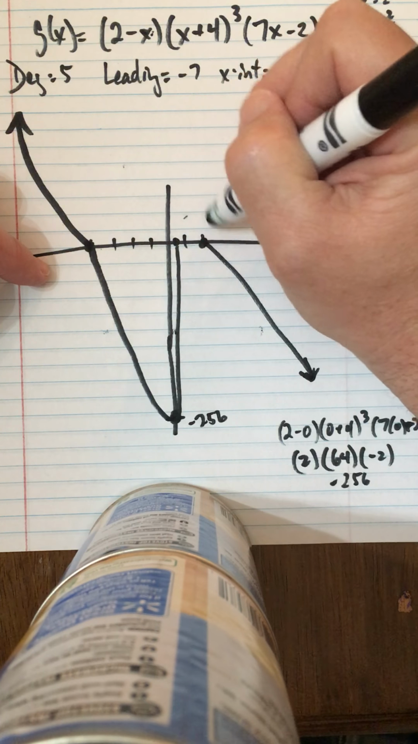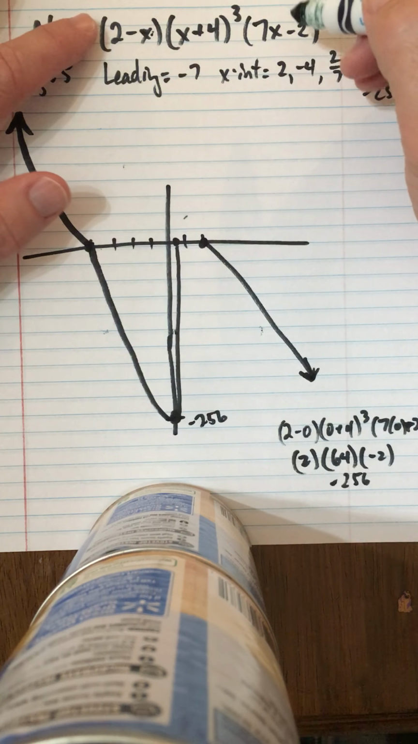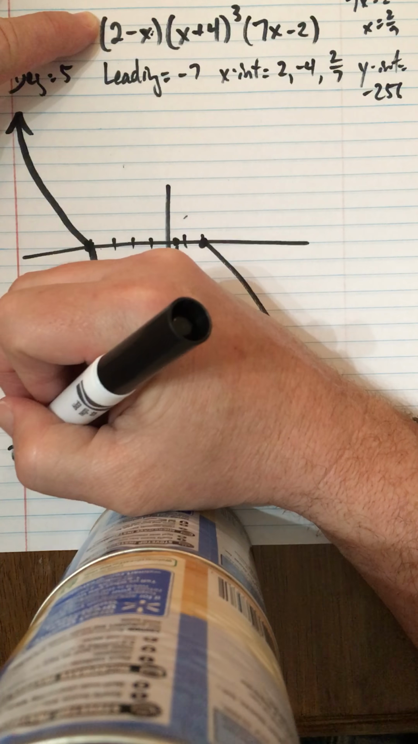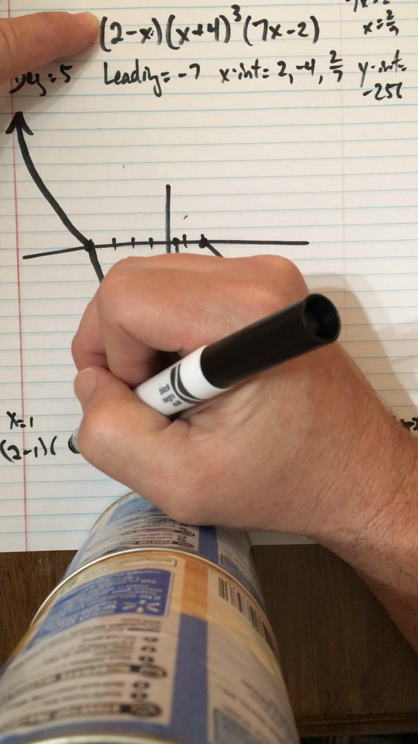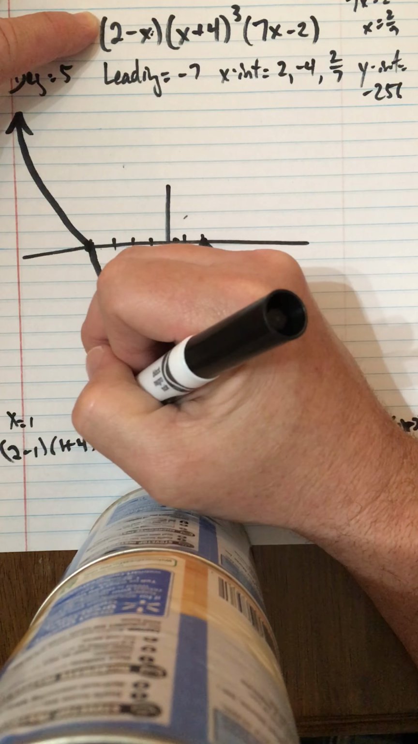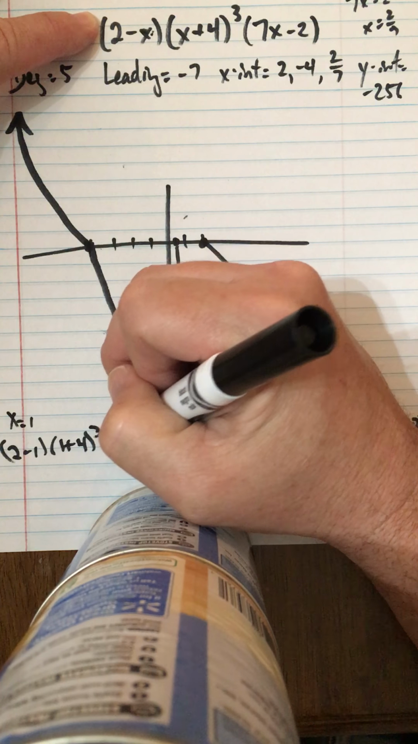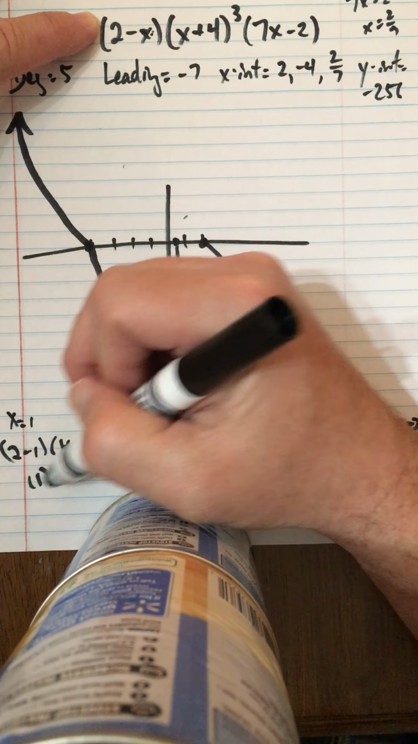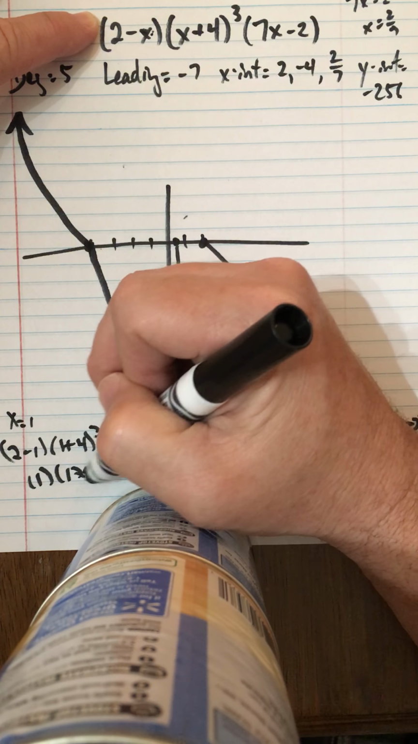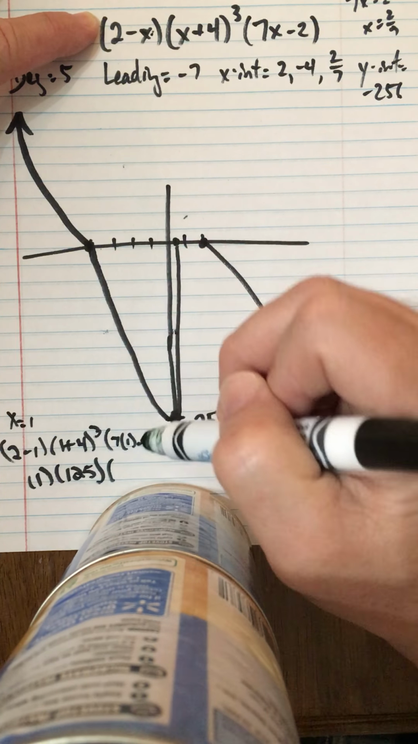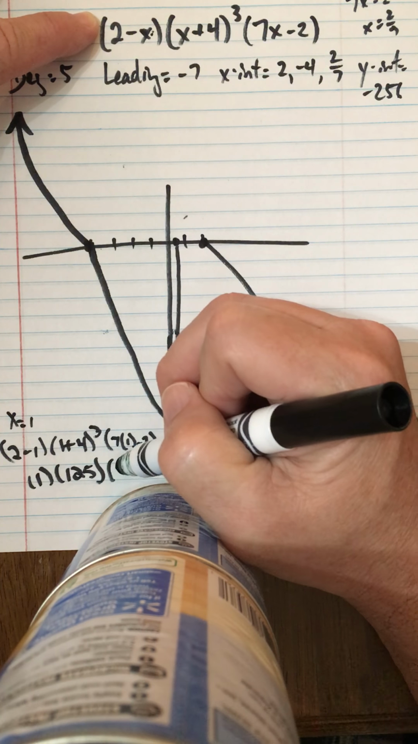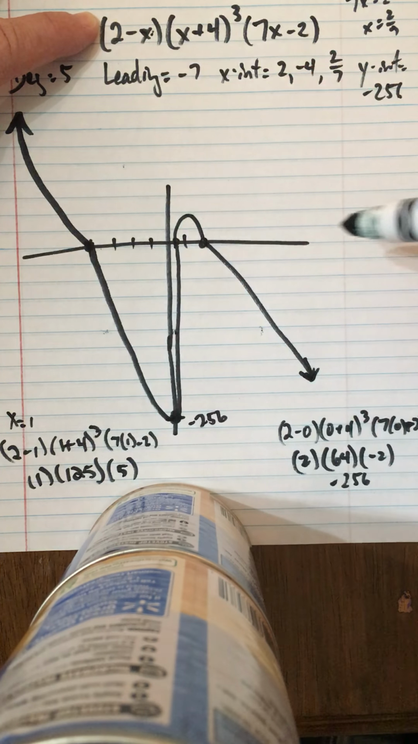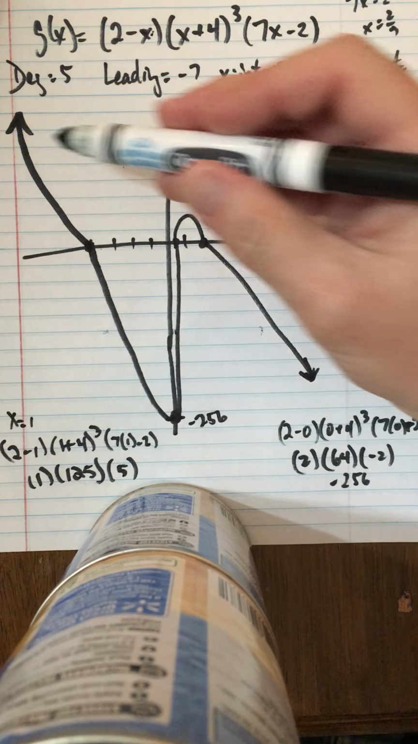We really need to figure out what's going on between here, and you can plug in a number 1 right now to figure that out. So if I take x equals 1 and plug it in, that'd be 2 minus 1, that'd be 1, plus 4 cubed, and that'd be 7 times 1 minus 2. So that's going to be a +1. That's going to be a 125, and 7 minus 2 is a +5. That's 3 positive numbers. That's just a positive when you multiply those together. They get connected like that. This is what it looks like.